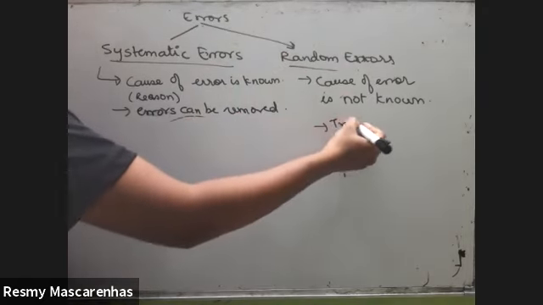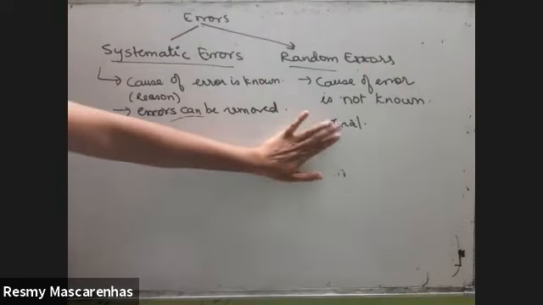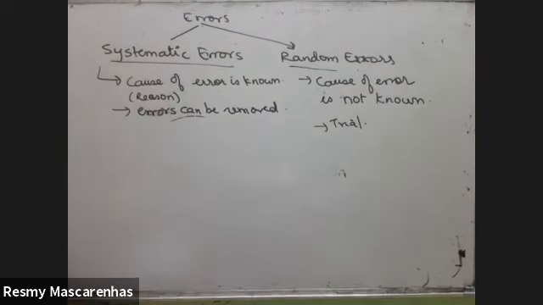So you just have to keep trying and changing. You try to change your instrument and see, then you try to change your method of measuring and see. So you just have to keep on trying till you get the correct value. And systematic errors, okay, they will change in one particular direction only.